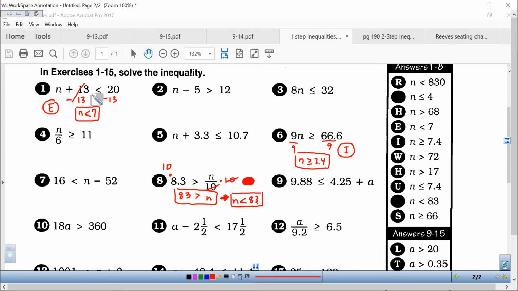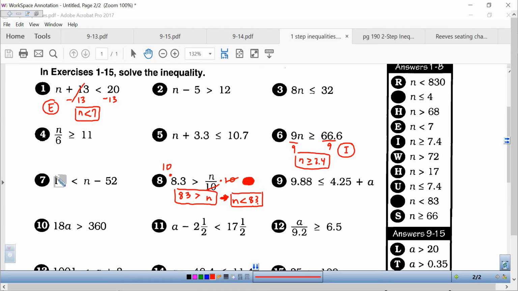All right, so we solved an addition inequality where we subtract to get the answer. We solved a multiplication inequality where we divided to get the answer. We solved a division inequality where we multiplied to get the answer. We should solve a subtraction inequality where we add to get the answer.